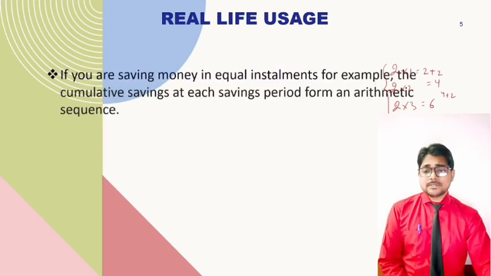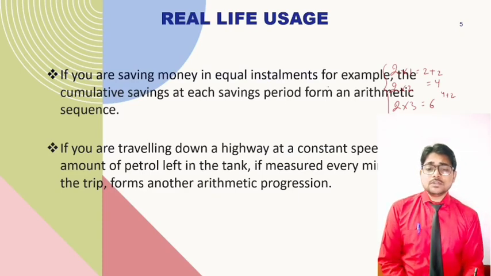Similarly, we have a few more examples, like if we are saving money in equal installments, like a recurring deposit. Maybe you remember this, recurring deposit. Each month, we deposit some amount and then the bank gives some interest on this. And again, in the same way, a second example is also there.